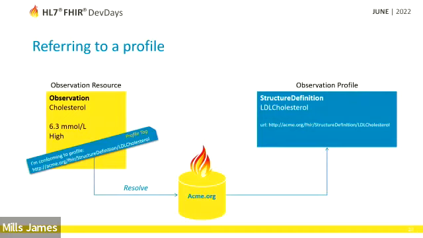And if they have been able to resolve that profile, they get back a structure definition, and they can use that to validate the resource instance against that structure definition. And of course, sometimes it's not available on a particular server, but you can also choose to publish it on some kind of repository.